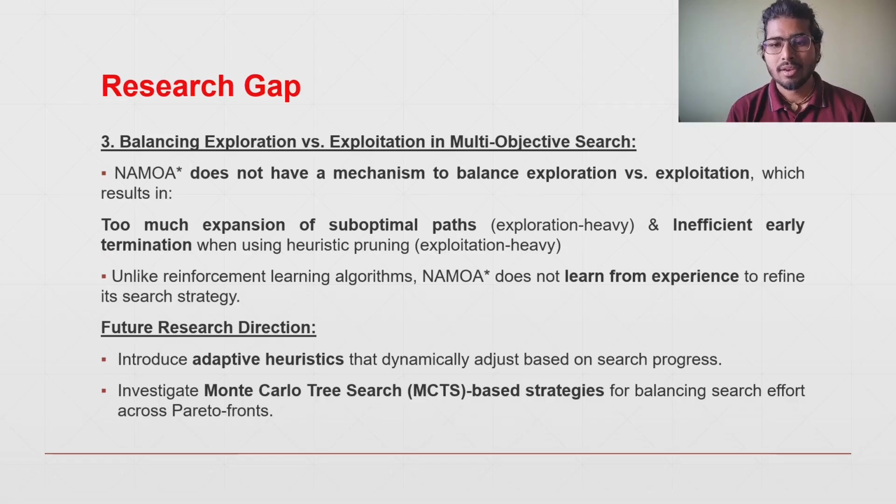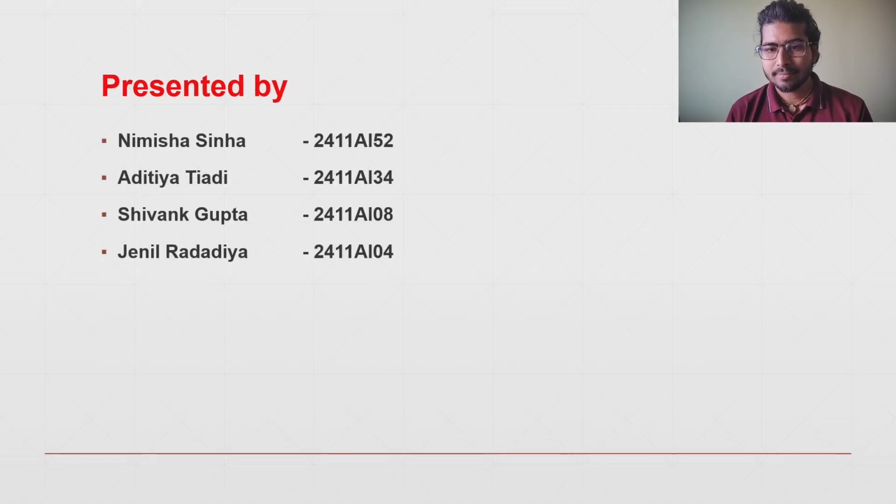Now, New Approach to MOStar lacks an effective way to balance exploration, searching broadly for all possible solutions, and exploitation, focusing early on the most promising solution. This can lead to two issues: expanding too many unnecessary paths or terminating early before finding the best trade-offs. A possible improvement is to introduce adaptive heuristics that dynamically adjust the search strategy based on the progress. Another method is to explore Monte Carlo tree search, which is widely used in AI decision making and can help balance search effort across different Pareto optimal paths.